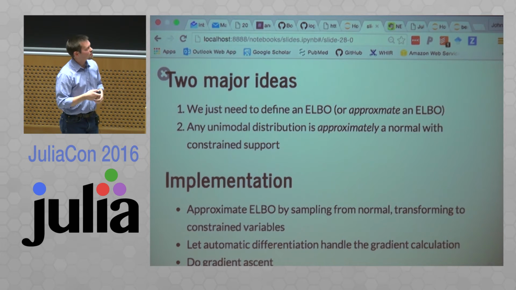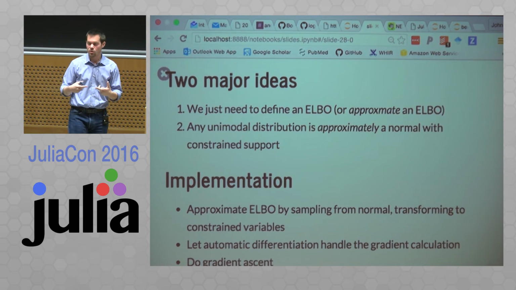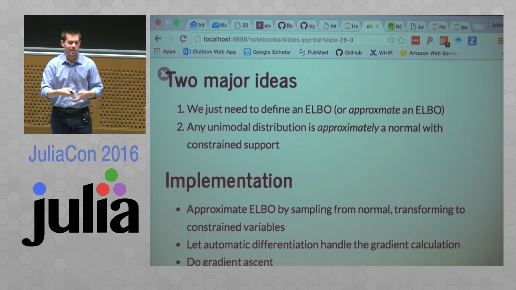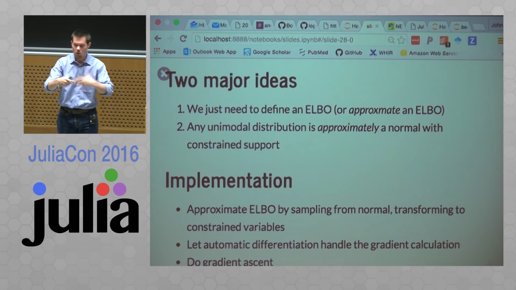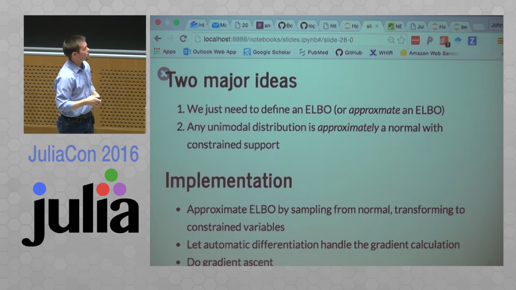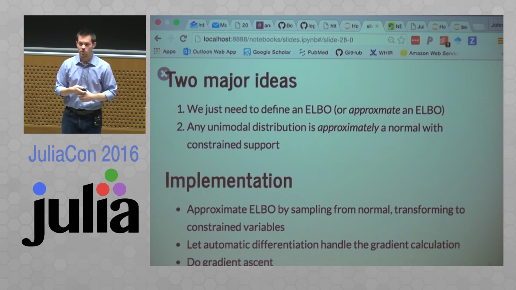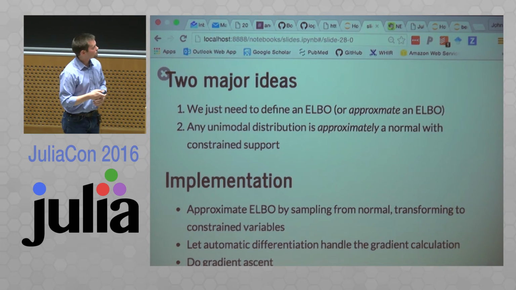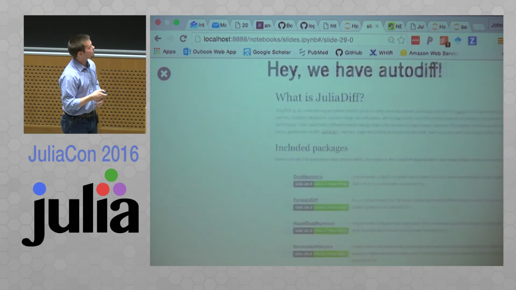So this is what they do. You're going to approximate this function by sampling all the parameters from a normal distribution and then constraining them appropriately. So if it's a gamma and it has to be positive, you take a sample from the normal and you take the exponential of it. And there are more complicated transformations, and they've got a whole bunch of them. Then you let your autodiff library do all the work. You define your objective function, do gradient descent on it, and go home. Actually, gradient ascent in this case.